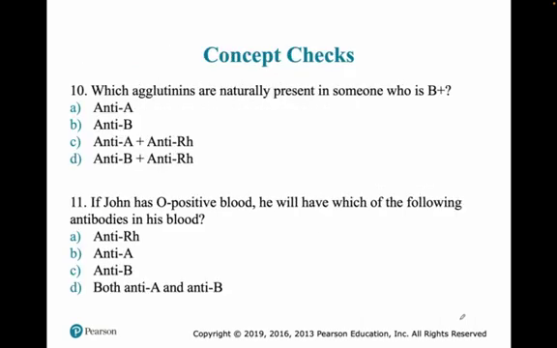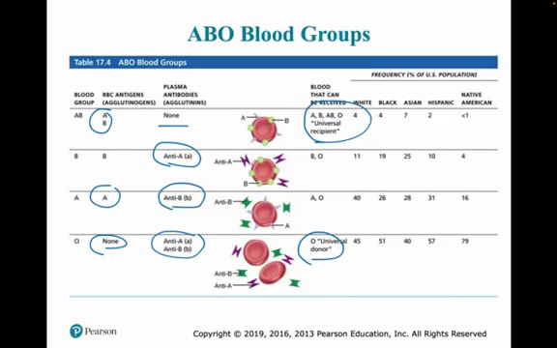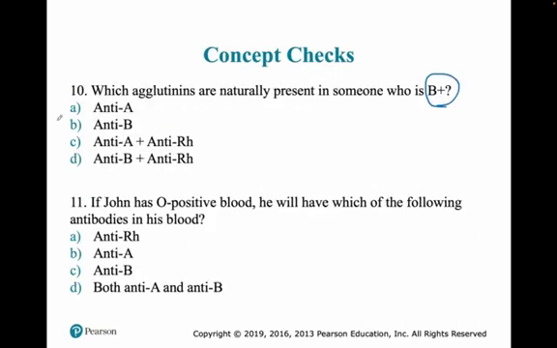Okay, last two concept checks from this chapter. Which agglutinins are naturally present in someone who is B positive? Which antibody is present in someone who is B positive? So let's quickly go here. B positive blood group, right? So this is the blood group. What kind of antibody is present there? Anti-A. Why? Because it's a B blood group and it does not like A, so therefore it has to be anti-A.